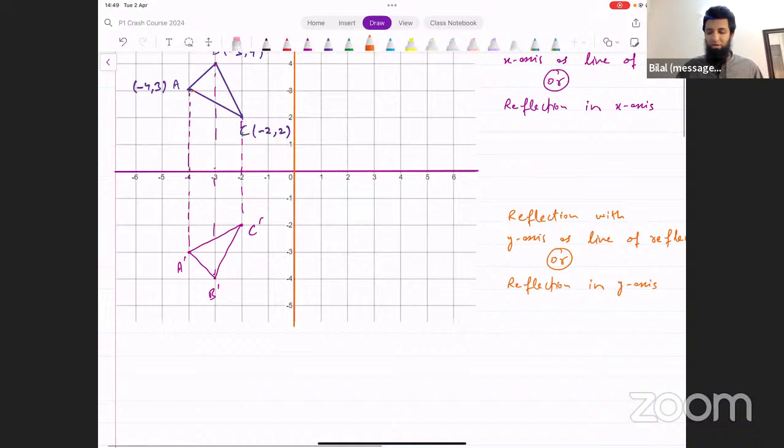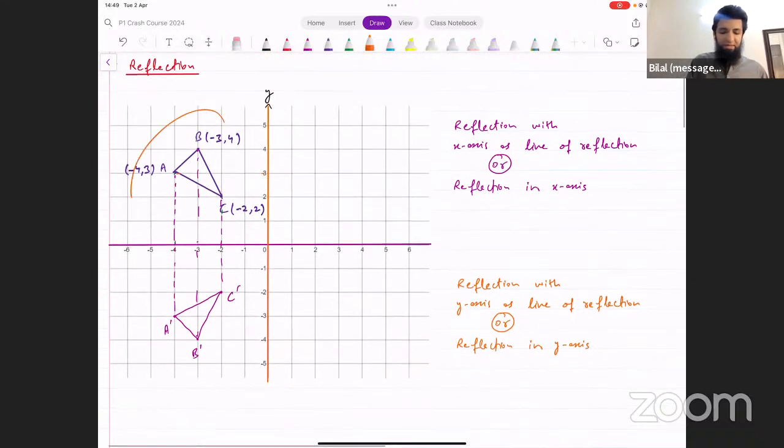Now, how would that work? If this is the diagram, if you have to reflect it in y-axis, all you have to do is look at the distance of each point from the y-axis and take it the same distance on the other side. So this point B is going to go here. Point A will go here. This is A double dash. And point C is going to be here. And that is your reflected triangle.